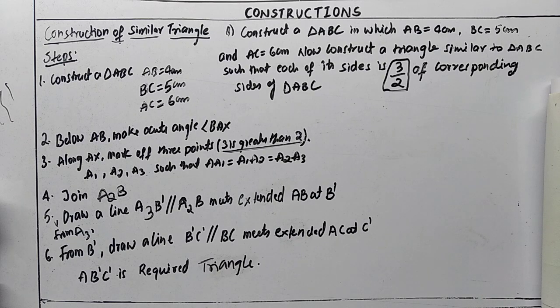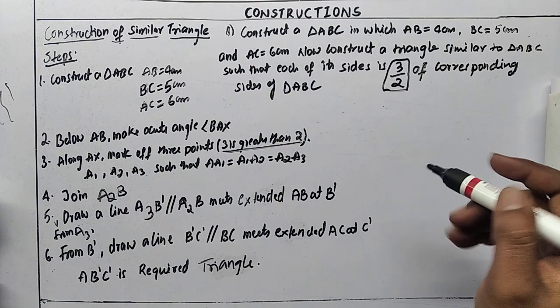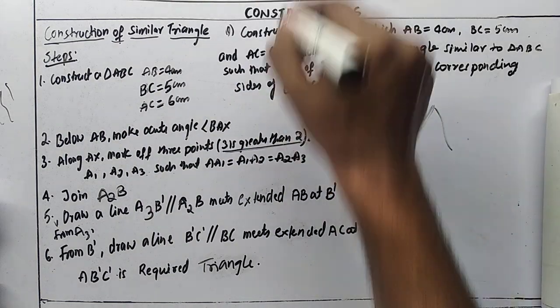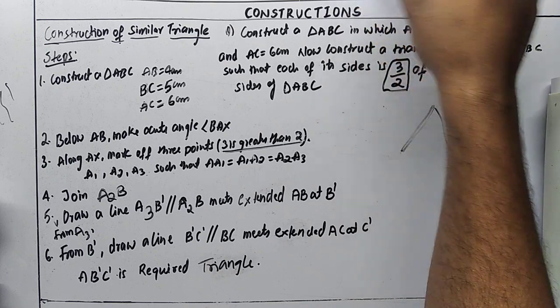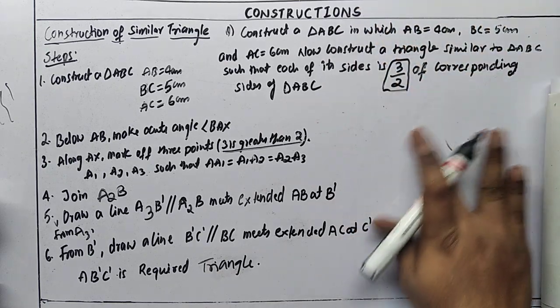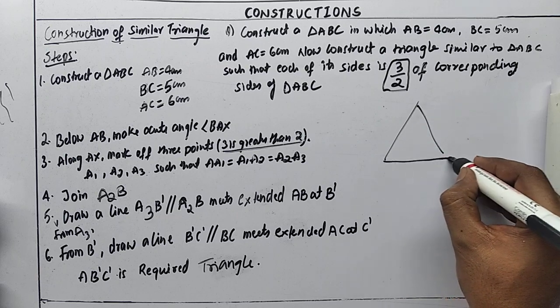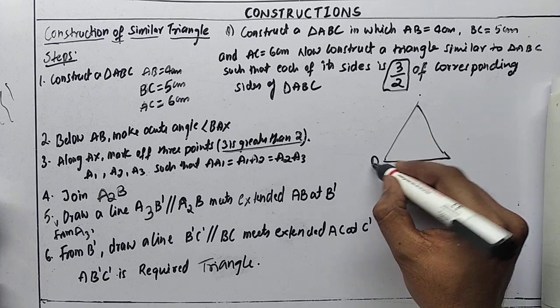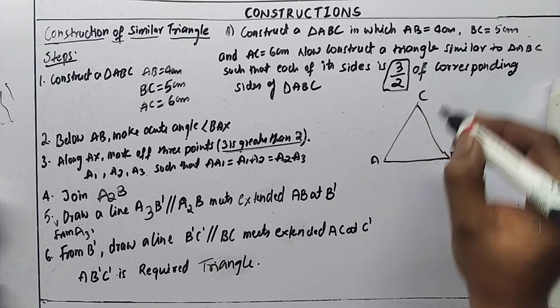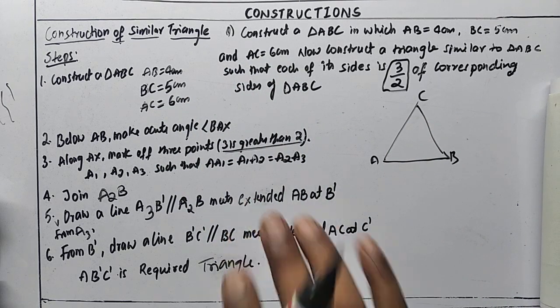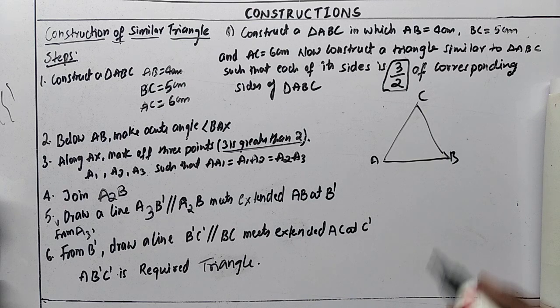So the first step is that you have to construct a triangle. We will be constructing a triangle ABC. So this is A, this is B, and this is C. I am just drawing the construction. Sorry, not a similar triangle. You have to construct a triangle ABC.